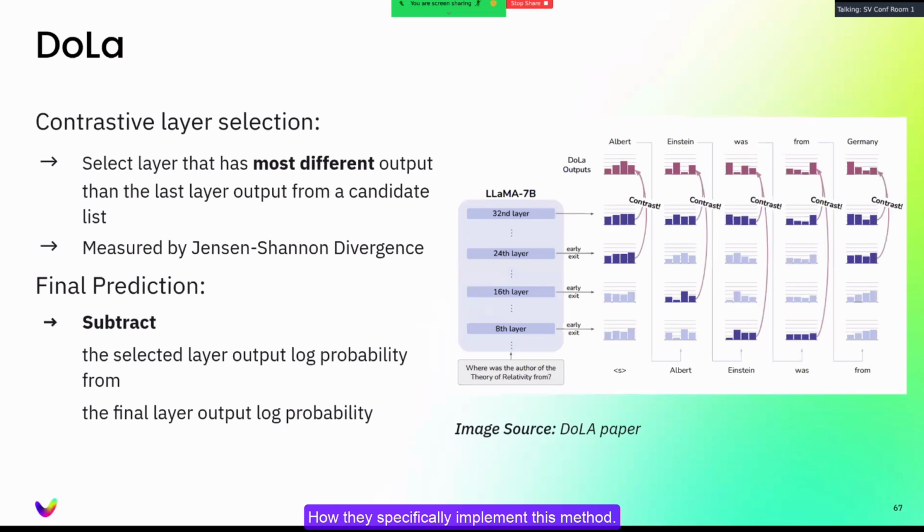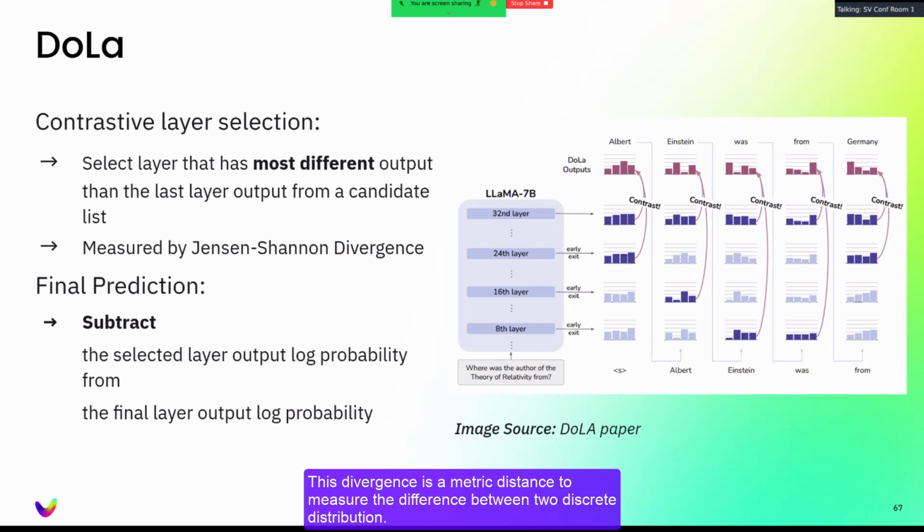As for how they specifically implement this method, it is a two-step method. The first step is to select a layer to contrast. The second step is to alter the final prediction. For selecting the layer to contrast, according to the authors, you need to select the layer, from the middle layers, that has the most different output from the last layer. You can measure the difference using the Jensen-Shannon divergence. This divergence is a metric distance to measure the difference between two discrete distributions.